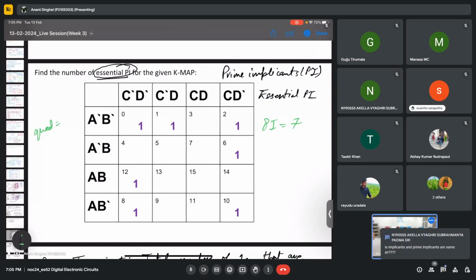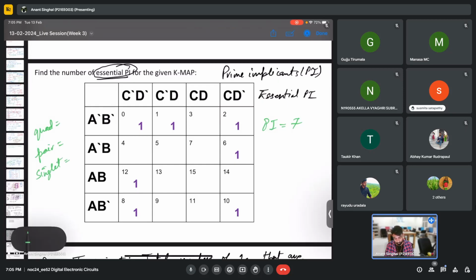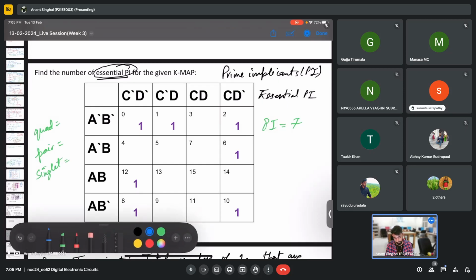Yes, implicants and prime implicants are the same thing, but we always say it as prime implicants. So quickly let me know this number. What are the number of quads, pairs, and singlets that we are getting?